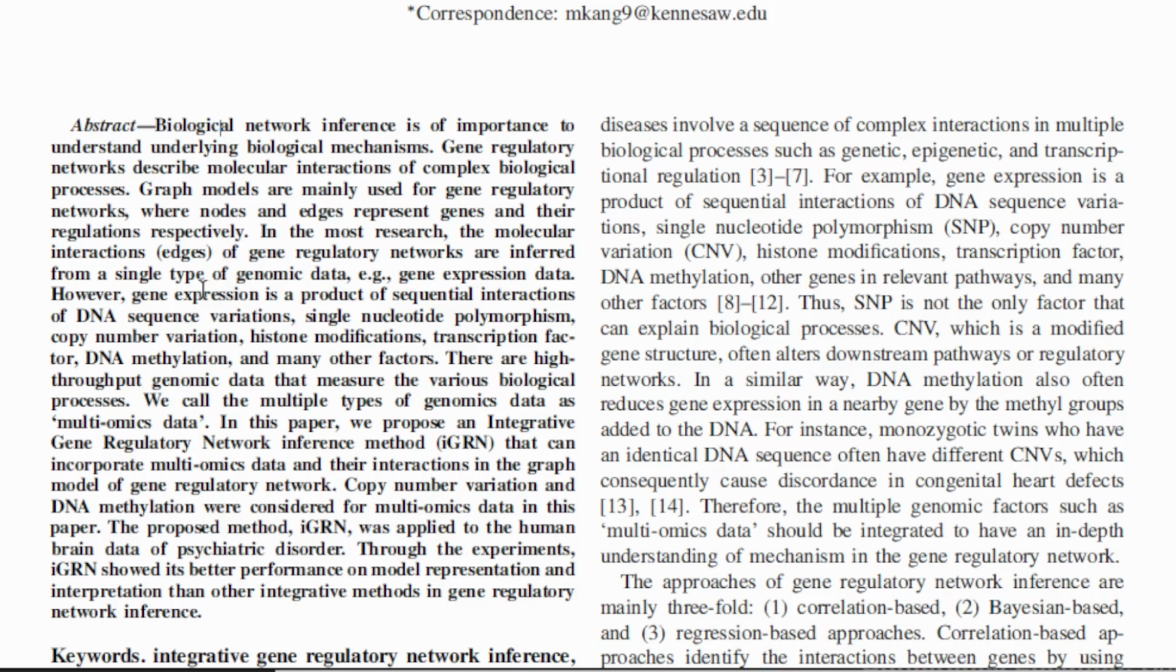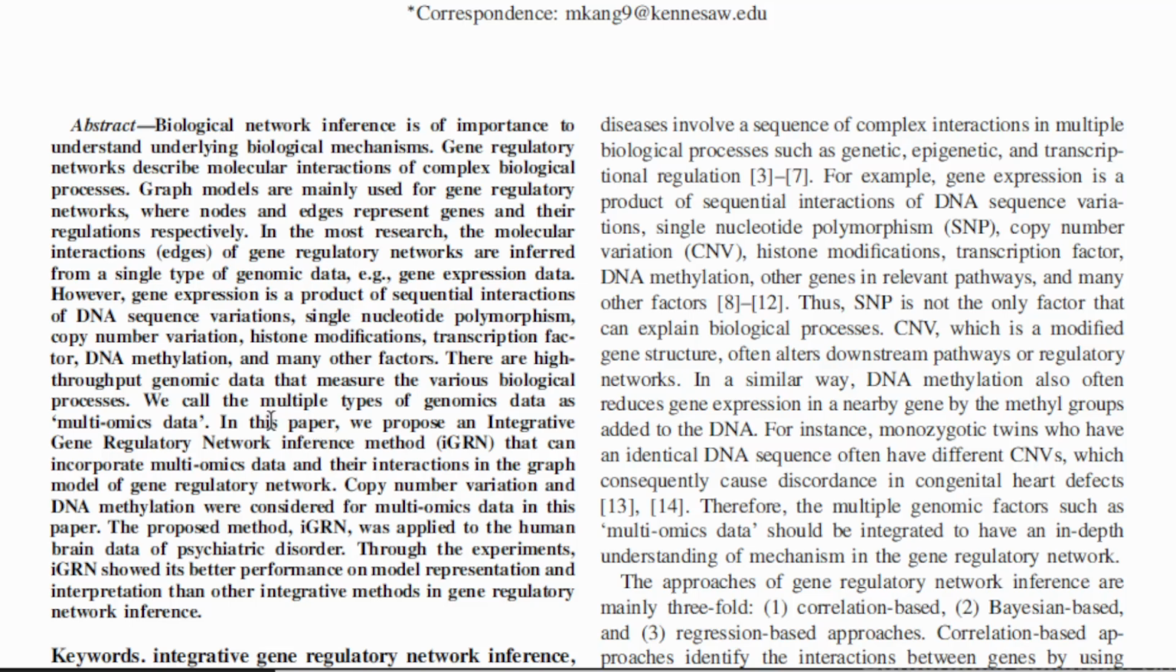However, gene expression is a product of sequential interactions of DNA sequence variations, single nucleotide polymorphism, copy number variation, histone modifications, transcription factor, DNA methylation, and many other factors. There are high-throughput genomic data that measure the various biological processes. We call the multiple types of genomics data multi-omics data. In this paper, we propose an integrative gene regulatory network inference method, iGRN, that can incorporate multi-omics data and their interactions in the graph model of gene regulatory network.